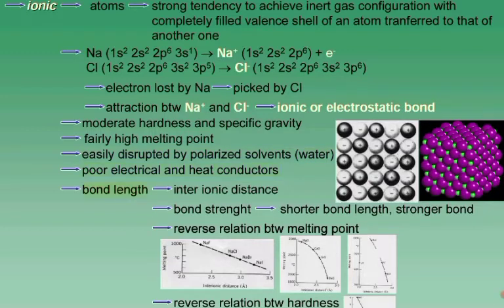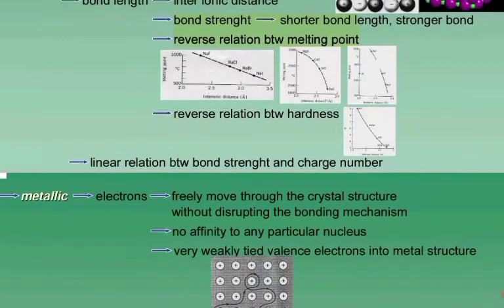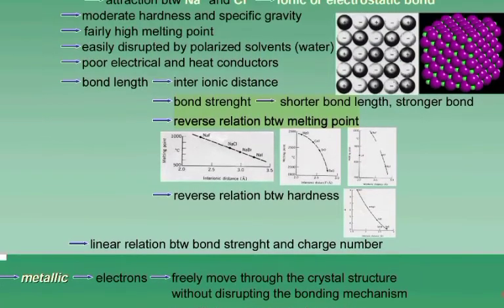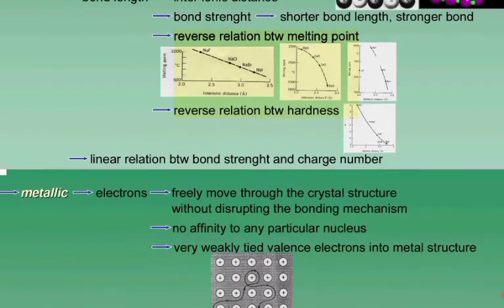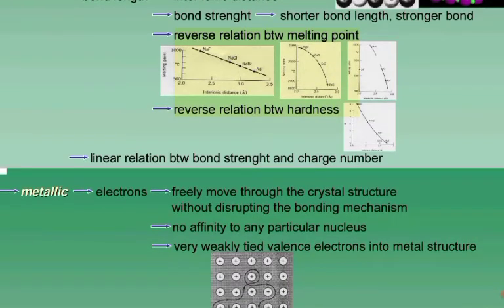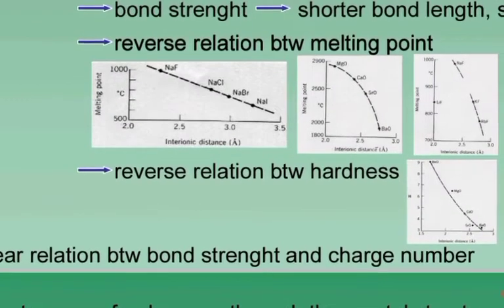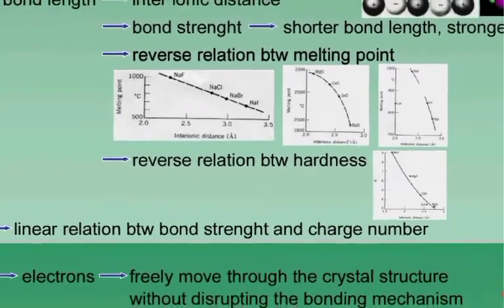Bond length is the interionic distance. Shorter bond length means stronger bond. There is a reverse relation between melting point and bond length, and between hardness and bond length. There is a linear relation between bond strength and charge number.